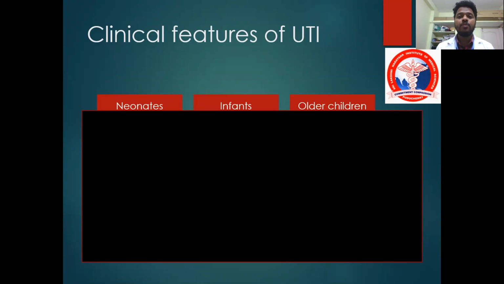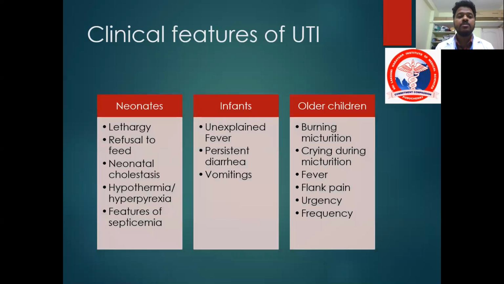So before going into urinary tract infection diagnosis and treatment, first we will see clinical features in neonates, infants, and older children. In neonates, the symptoms will be lethargy, refusal to feed, and the infant can also present as neonatal cholestasis. The child can also present with hypothermia or hyperpyrexia. There can be features of septicemia. This is why early diagnosis of UTI is very important.